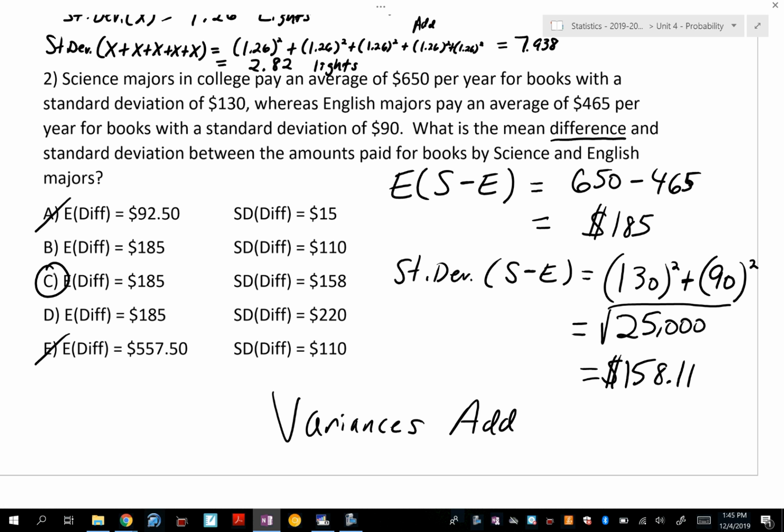Okay. Now, I'll get a lot of students on this question that will pick D. Why do you think they pick D? They added, which is right, but they added standard deviations. And remember, on this byte, it doesn't say standard deviations add. It says variances add. Variances add, right? Every time. Variances add every time.